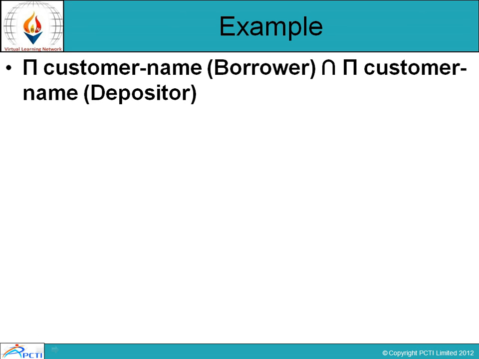Example, this is the query. How do we extract it? We use here, first, the project symbol that will extract the column of customer name, and the circle bracket shows the table name, the borrower. Intersection is applied to extract the customer name from depositor. What does this query do? Those names will be extracted which are the same in both the borrower and the depositor.